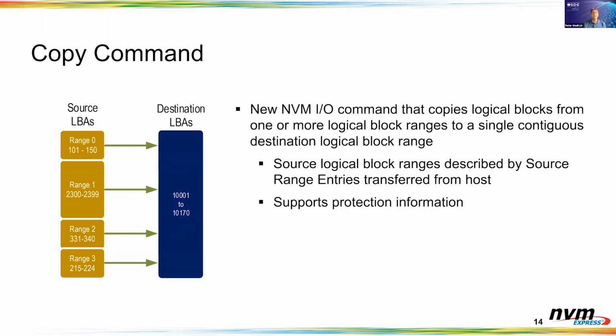So before this command, in order to perform a copy, the host had to read data into host memory with an IO read command, and then write data back to a namespace using an IO write command. The new copy command allows you to do that in one operation without transferring data through the host. This saves host memory bandwidth, interconnect bandwidth, and reduces latency.